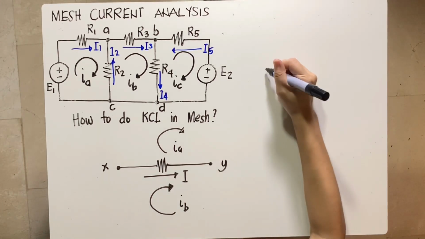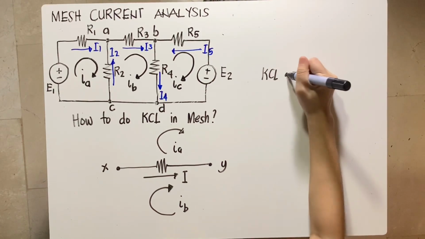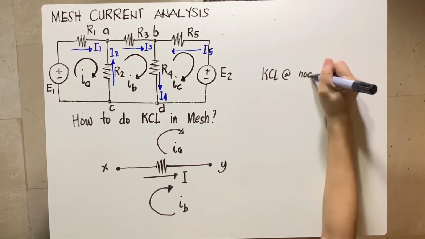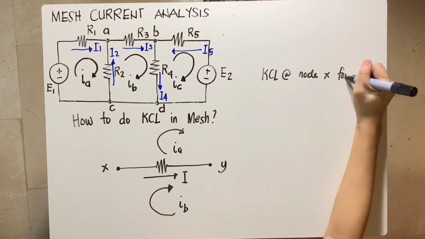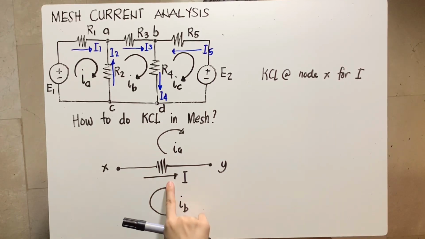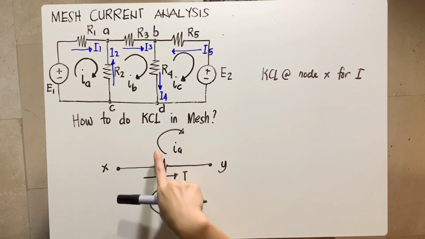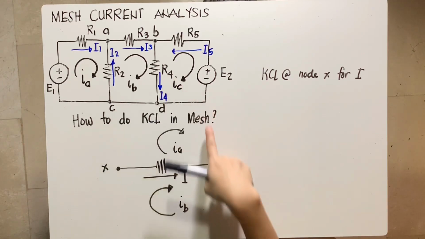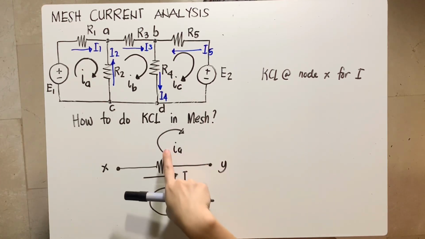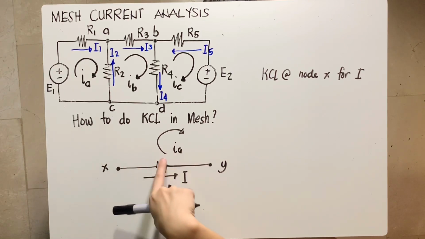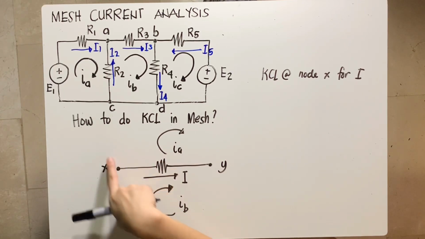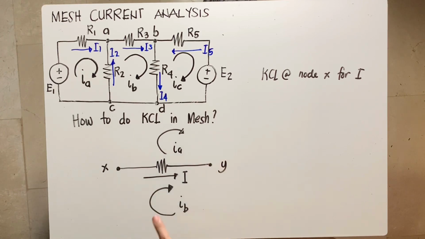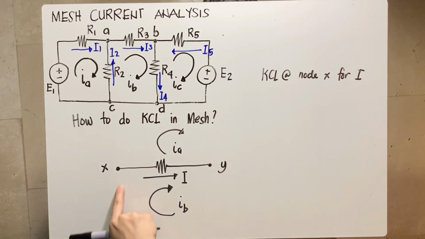Okay? So, if you're going to KCL at node X for I, para ma-solve mo si I, ganito po ang assumption. Etong mesh current sa taas, ano sabi natin? Sa kanan papasok, di ba? Dito ngayon papasok sa Y. IA leaves X, lalabas siya sa X, papasok yan sa Y. While IB leaves Y, papasok yan sa X.